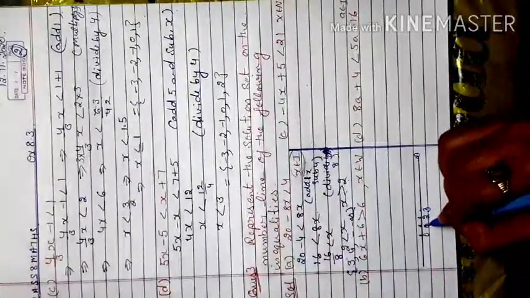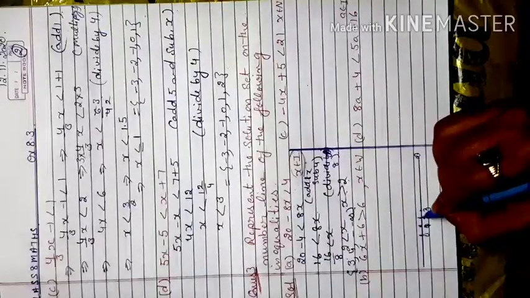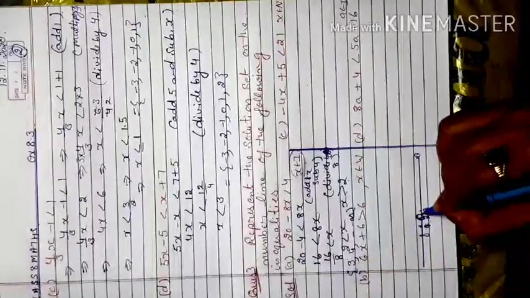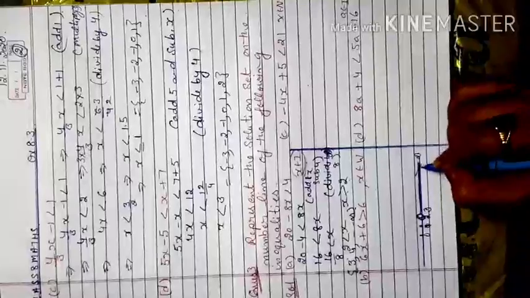So if it is greater than 2, that means 2 is not included, 3 is included. So you show it with the open circle here and darken the line like this up to infinity.